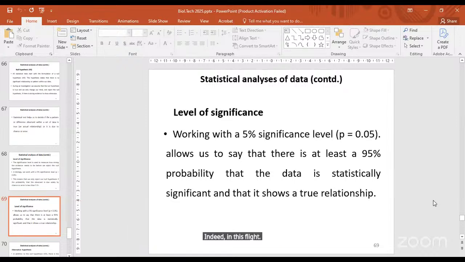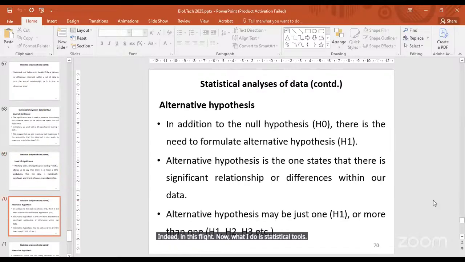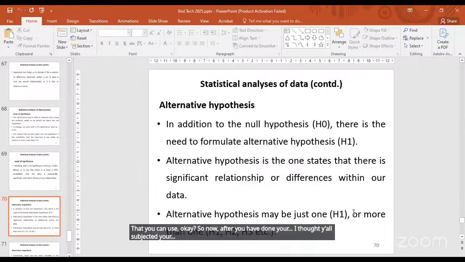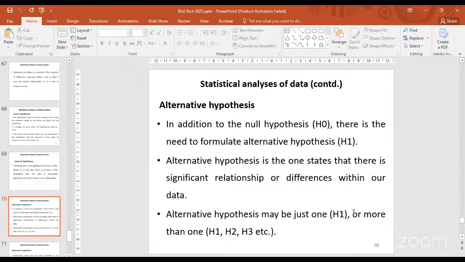Now, what are the statistical tools that you can use? Okay, so now after you have subjected your data to statistical analysis, and you find the relationship, you can now reject your H naught and uphold your H1. But let's quickly put a caveat.